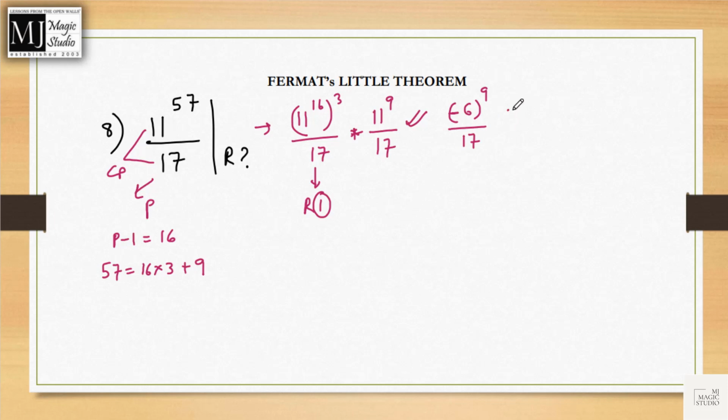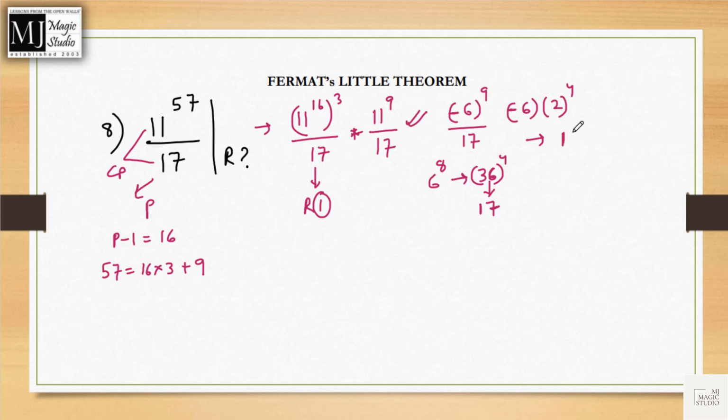So if I take minus 6 out, I'm left with minus 6 to the power 8, that is nothing but 6 to the power 8. 6 to the power 8 is 6 square is 36. It can be written as 36 to the power 4. Now when 36 is divided by 17, the remainder we will get is 2. 34, 36, remainder we will get is 2. So it would be 2 to the power 4. Now 2 to the power 4 is 16.